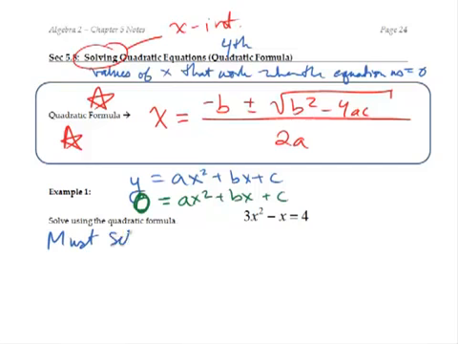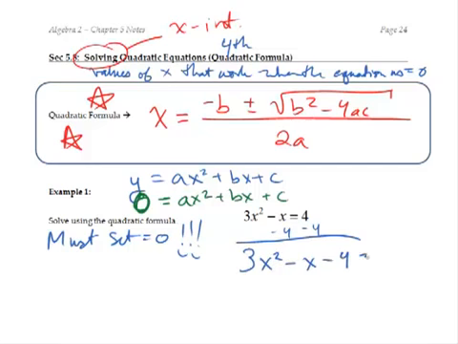And in our first example, we see that right away. Must set equal to 0. First of all, do that. So move this 4 over. So we get 3x squared minus x minus 4 equals 0. Then we go ahead and pull out the a, b, and c values. A will be 3, b is -1, and c is -4.